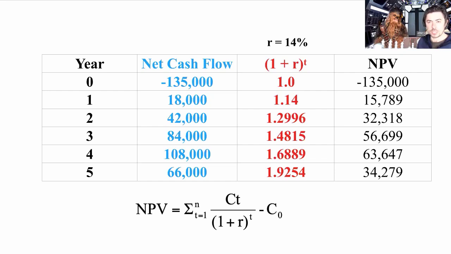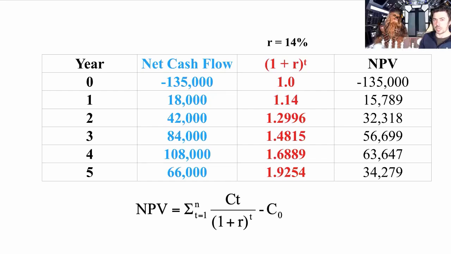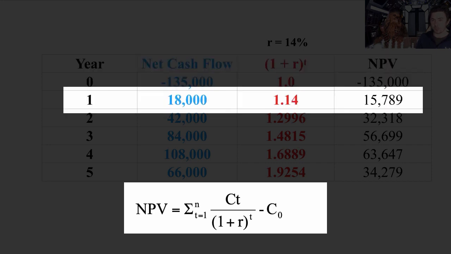Again, if you don't like using the power of in your calculator, just take 1.14, multiply it by 1.14 again, and you'll get 1.2996. Multiply that by 1.14, and you'll get the following figure, and keep on multiplying it by 1.14 until you get to the end, and you'll get to 1.9254. So in the formula, we were told to divide your net cash flow by 1 plus r to the power of time, and that's all we're doing here. The negative 135,000 divided by 1 is negative 135. 18,000 divided by 1.14 gives you your 15 there, and so on.